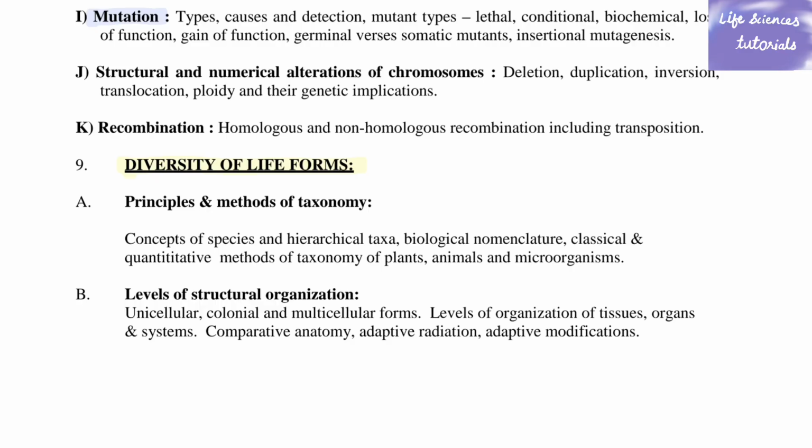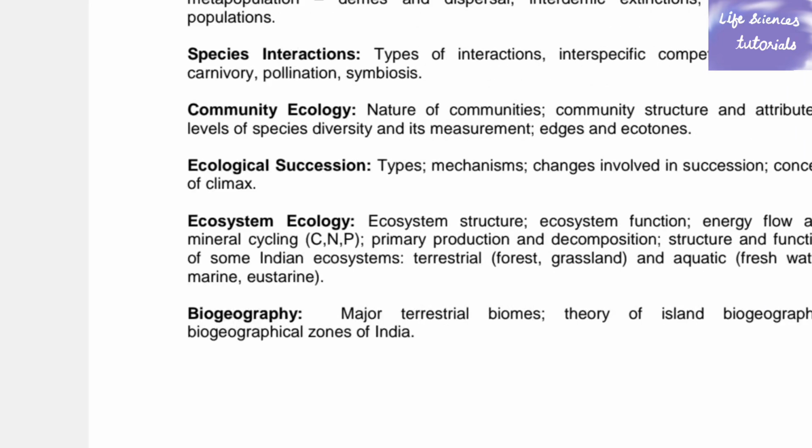So, concept of what is species, the hierarchy, right from kingdom, everything. Next, levels of structural organization. So, different levels like unicellular, colonial, you may have all levels of organization, right from cellular, tissue, organ systems, very basic, symmetry and all those topics, adaptive radiation, a little bit of evolution part is associated here.